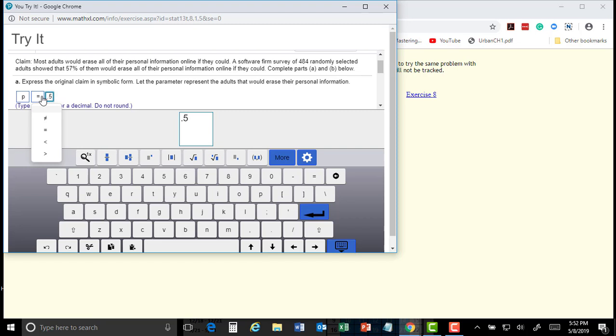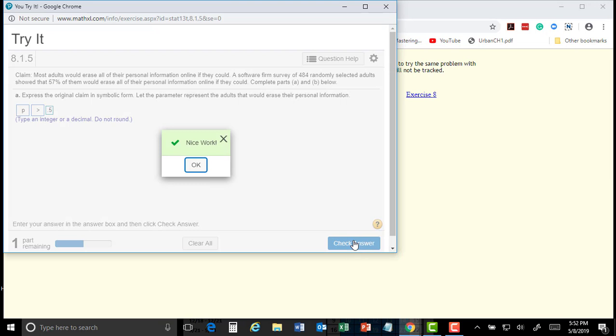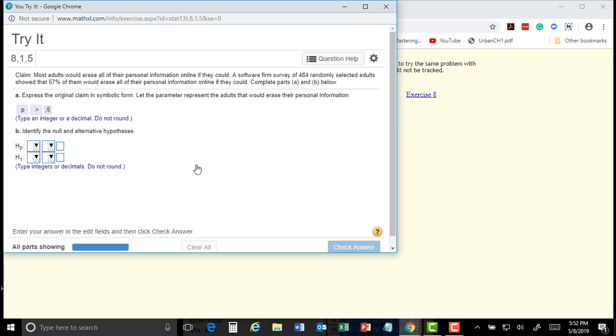My claim is more. Let's see if they're doing the alternative here. So what they got here is this. I'm using 50% because I can't use this number, right? That's from our statistics. This is our hypothesized.